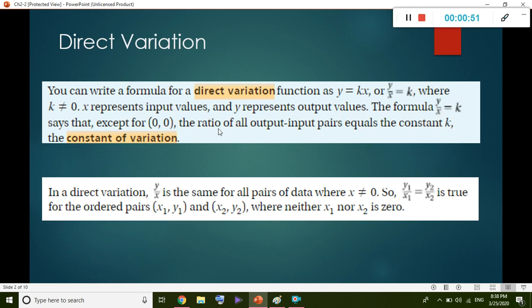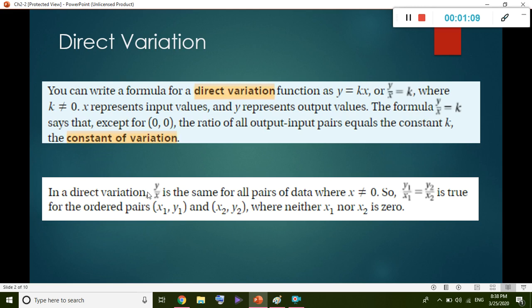So in today's lesson, we're going to have an equation, and we're going to know from this equation if it is a direct variation or not. This is number one. Number two, what is the constant of variation? Now we have another idea.